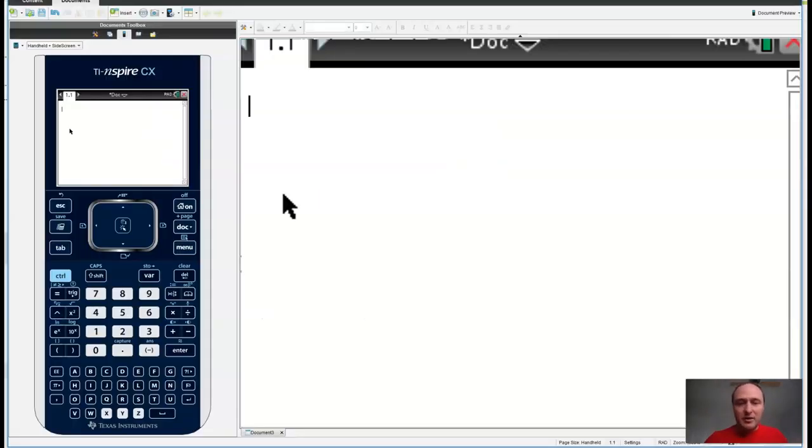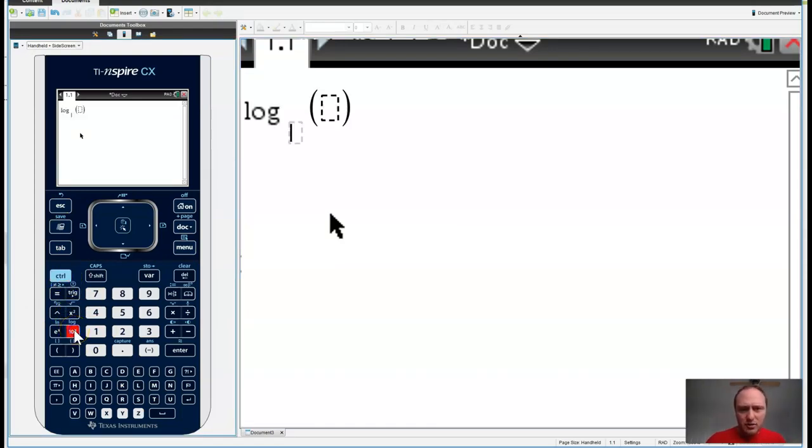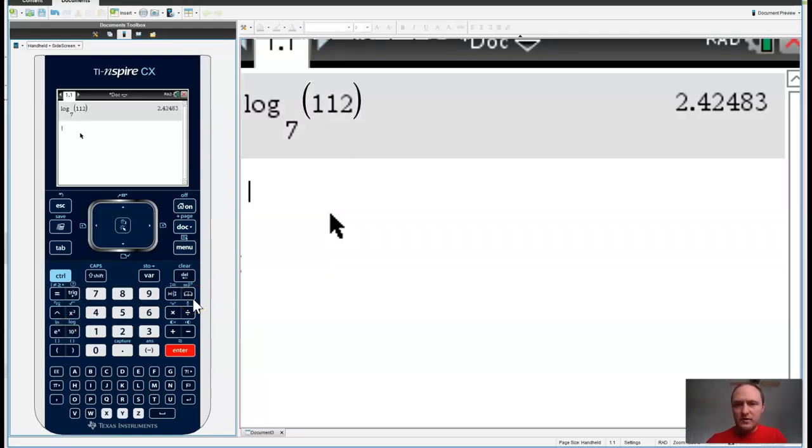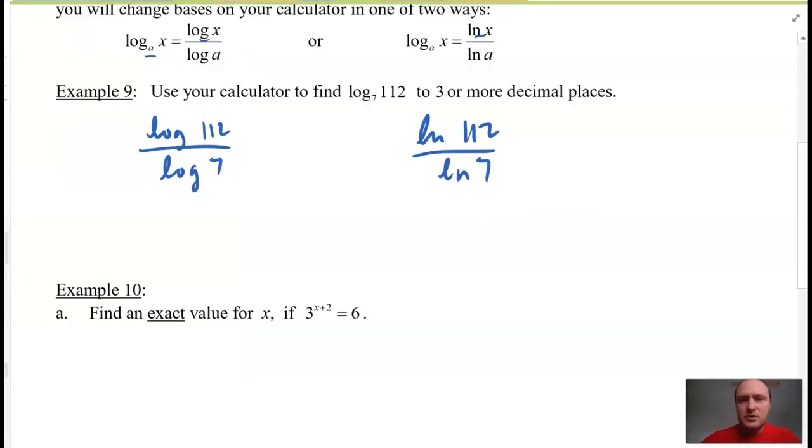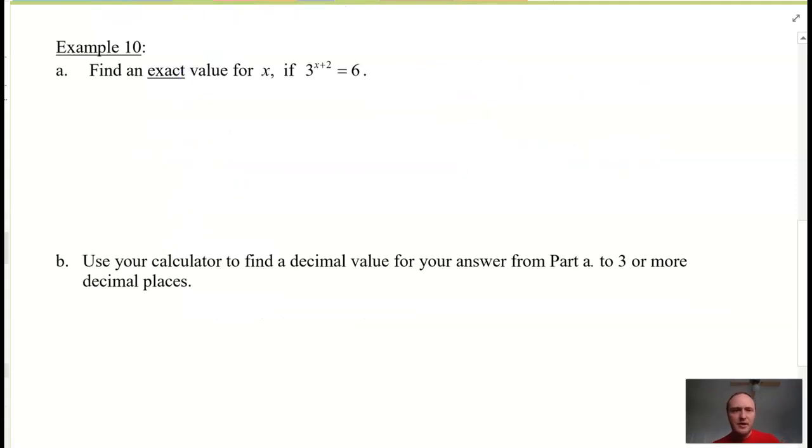But again, with our calculators, the TIs, in calculator mode, I can actually calculate this. So log base 7 of 112 is approximately 2.425.